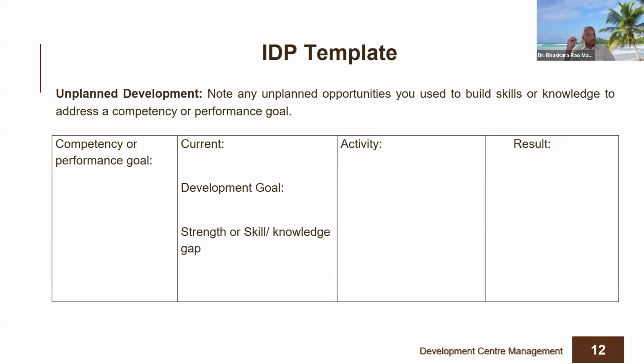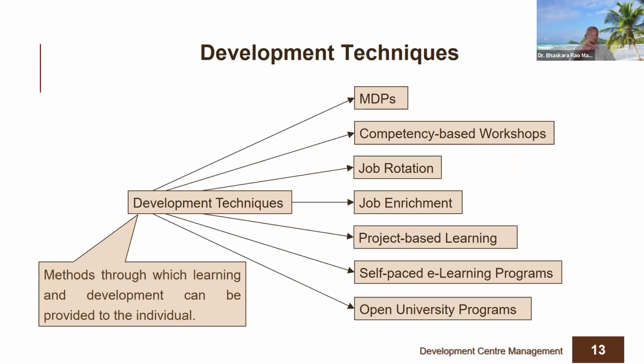So, unplanned development: note any unplanned opportunities you use to build skills and knowledge to address a competency or performance. What are those unplanned events that you are doing, so that you are able to articulate and document what your achievements are in that. Okay, now this is important.